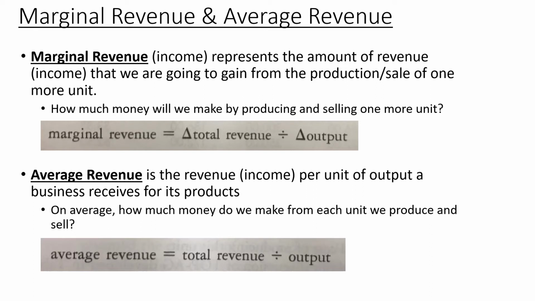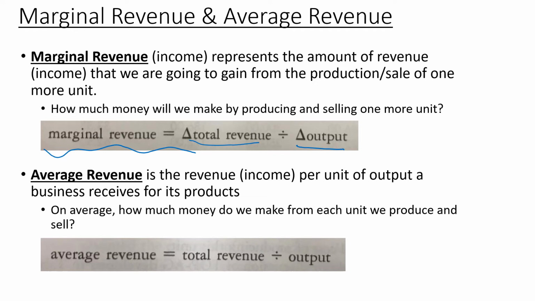Marginal revenue is the amount of money or income that a business will gain from the production or sale of one more unit. So it answers the question, how much money will the business make by producing and selling one more unit of product? The equation to calculate marginal revenue is just the change in total revenue divided by the change in output. We'll practice that in a minute.